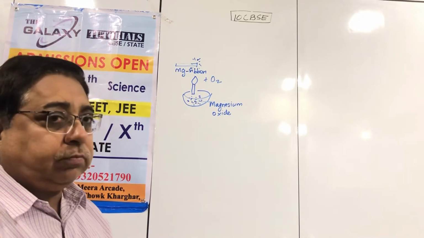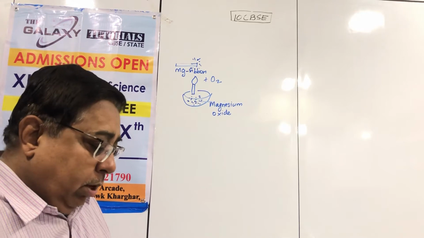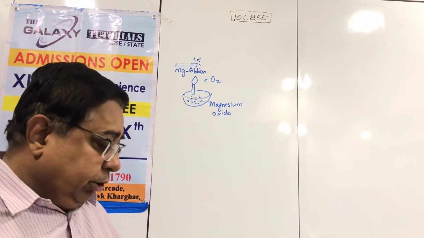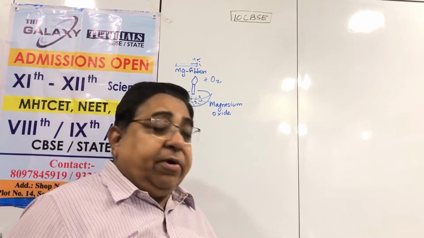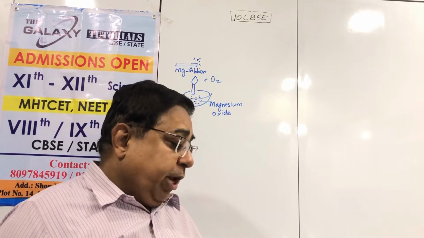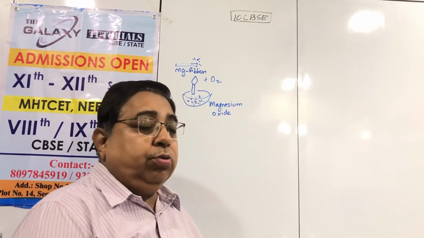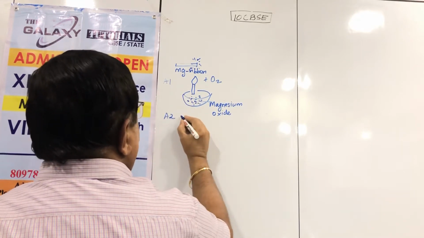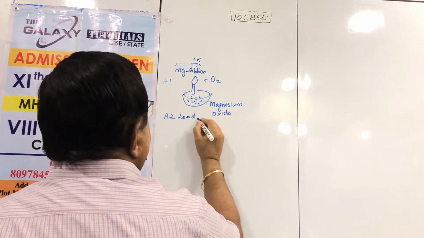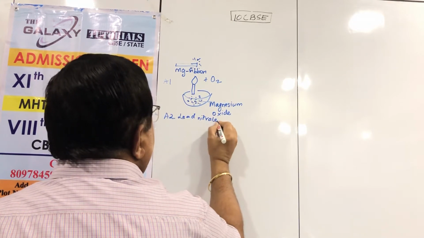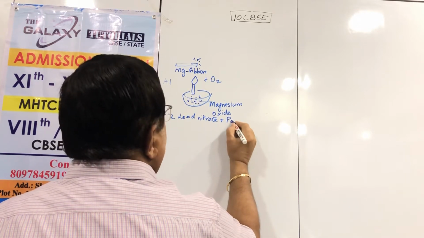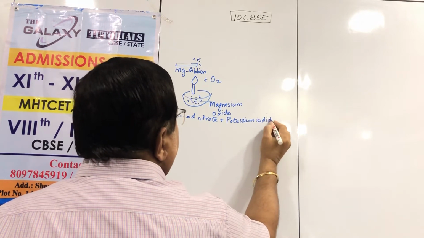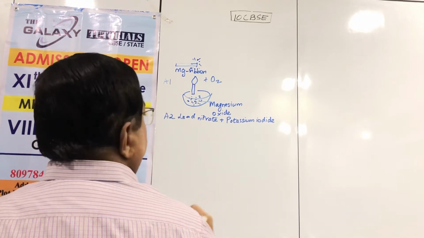Going further, activity 2. Activity 2 in your book is to take lead nitrate solution and add potassium iodide solution. What do you observe? This was activity 1. In activity 2, we take lead nitrate solution and we add it to potassium iodide solution.